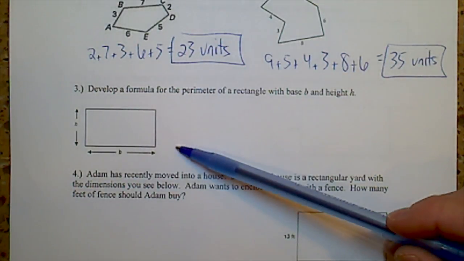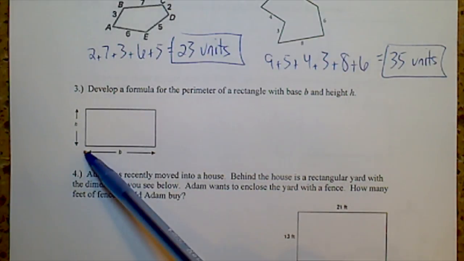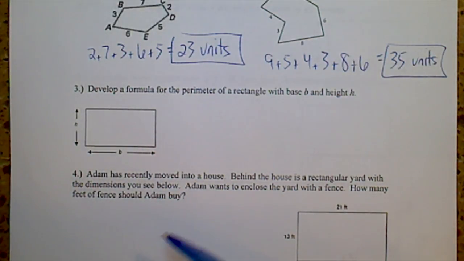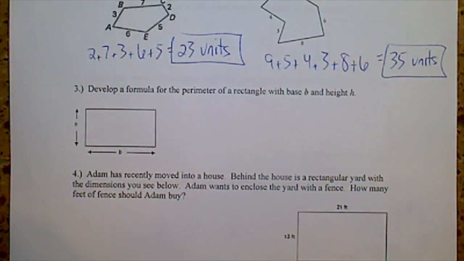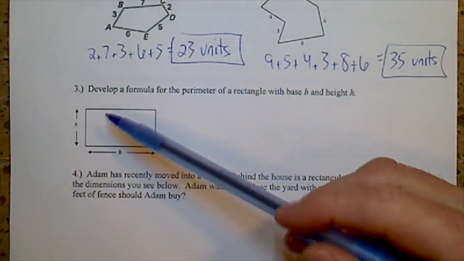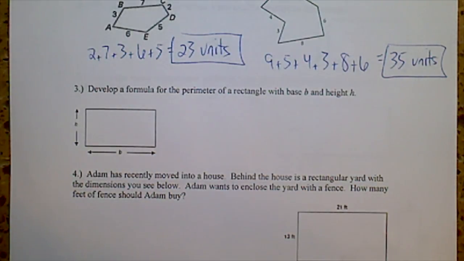Can we develop a generalized pattern for the perimeter of a rectangle if we call the base B? Base in a rectangle, just pick any side. And if it has H for a height, height in a rectangle is simply going to be the length of the segment that is perpendicular to the base. So using those algebraic symbols B and H, can you pause, take a moment, and think of a way to develop a generalized formula for the perimeter of a rectangle?